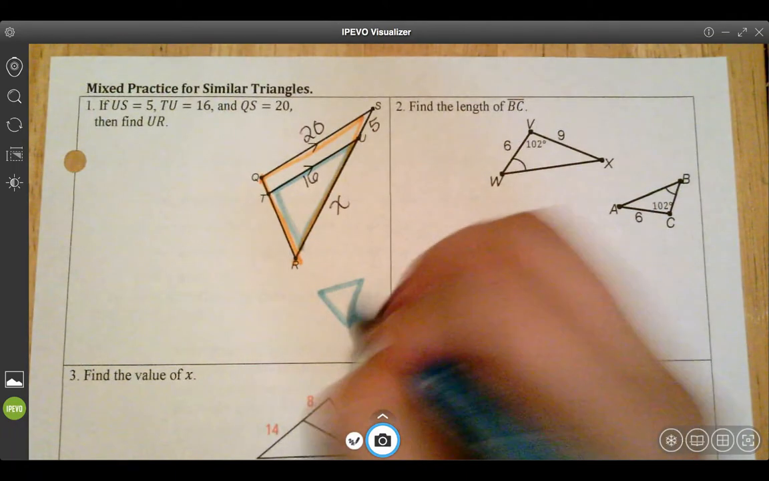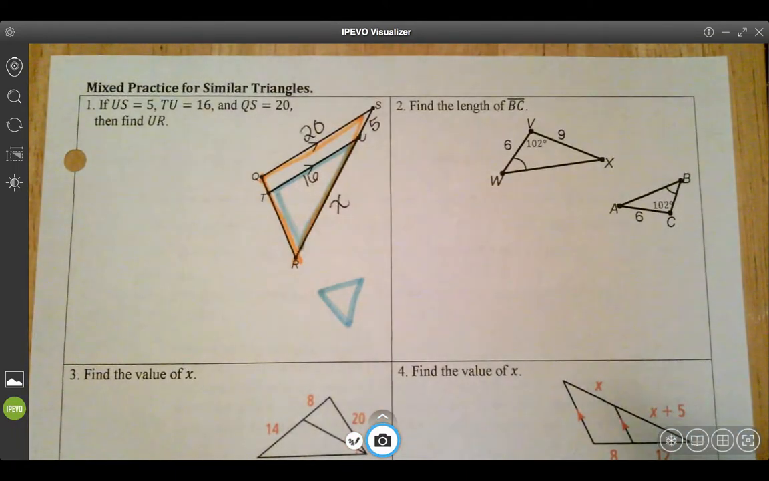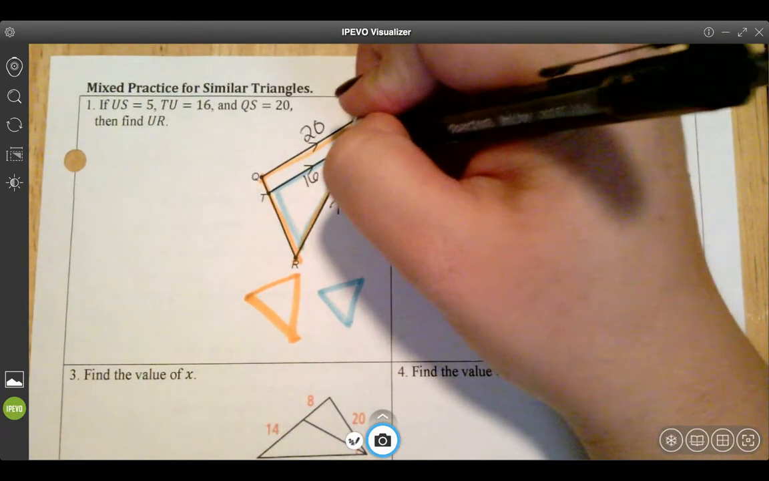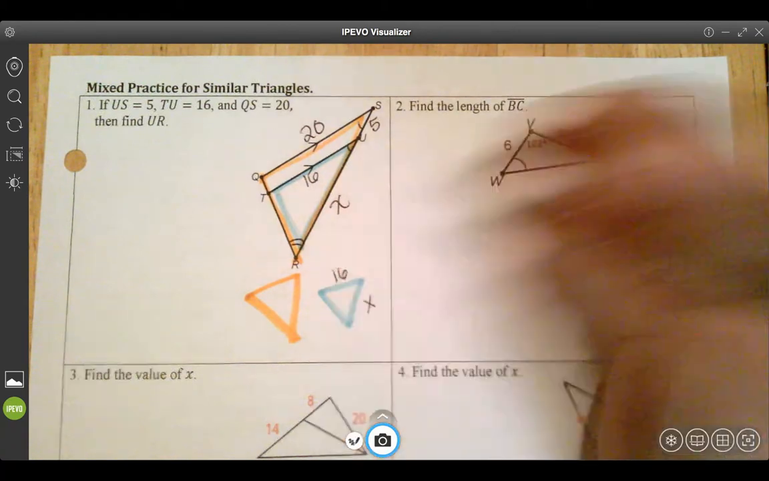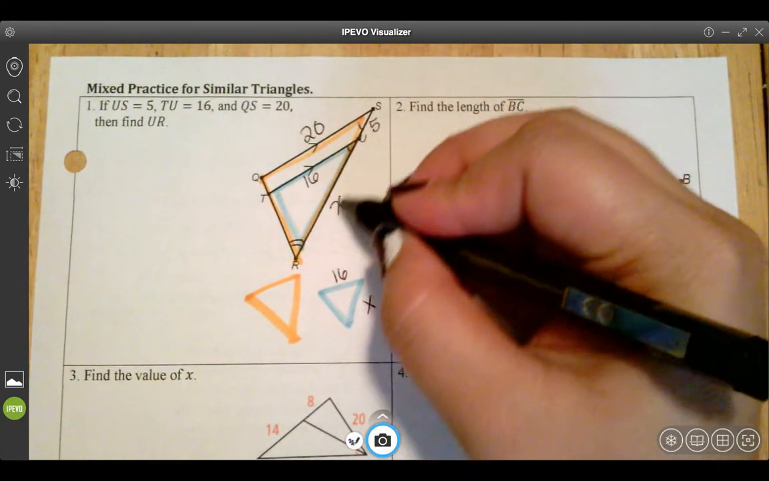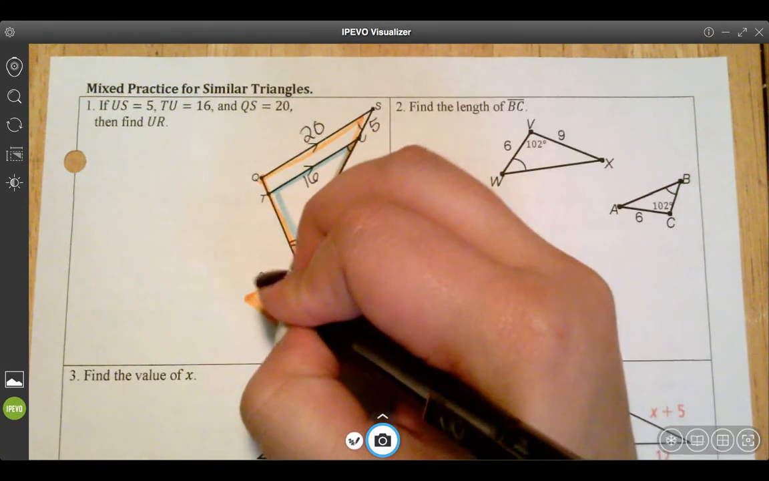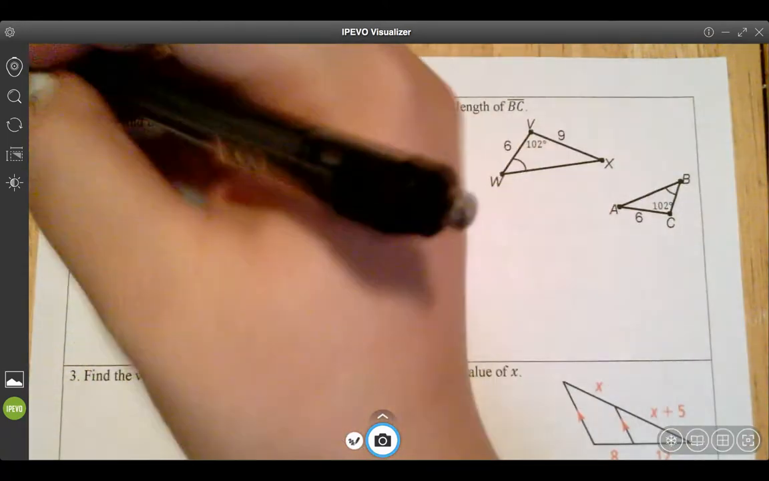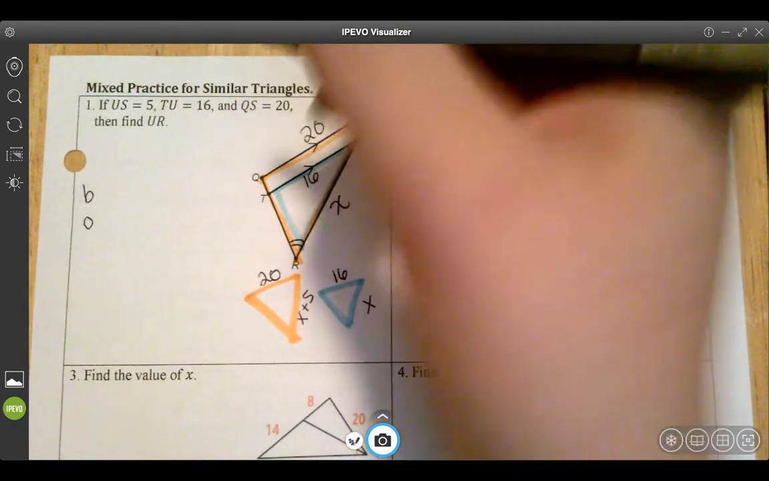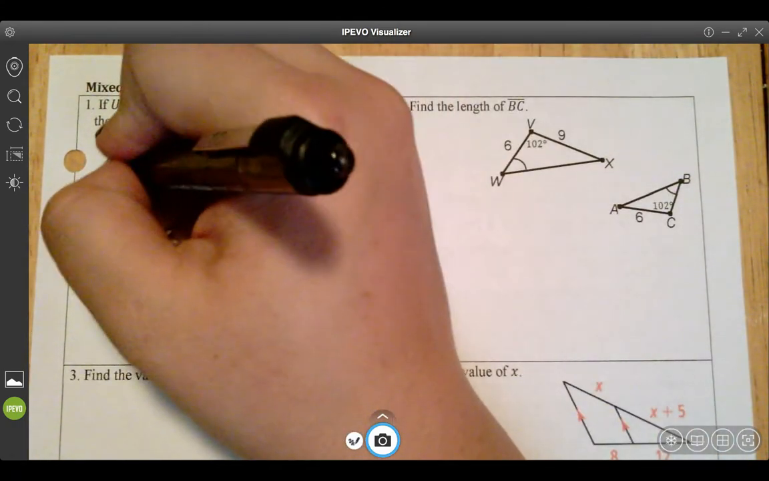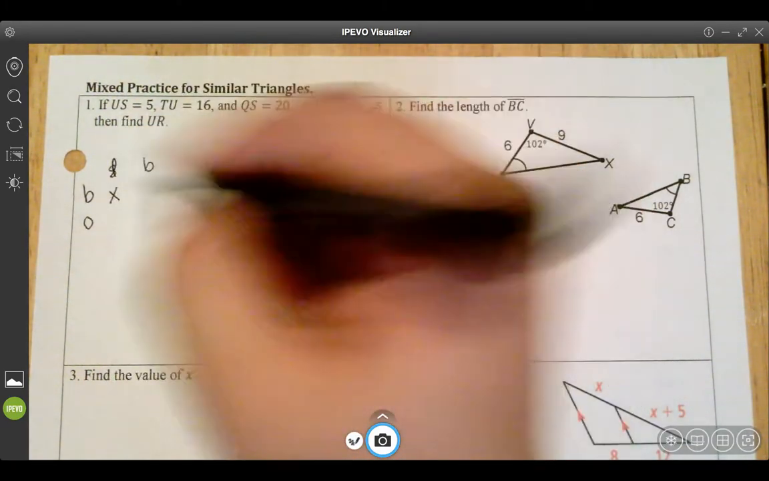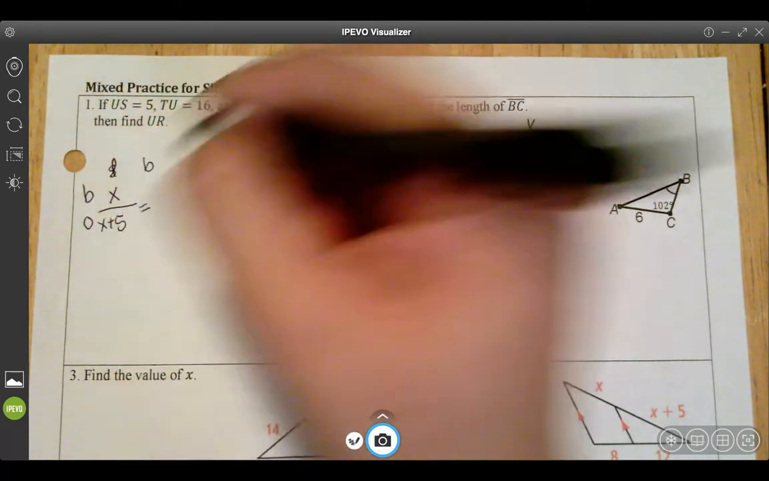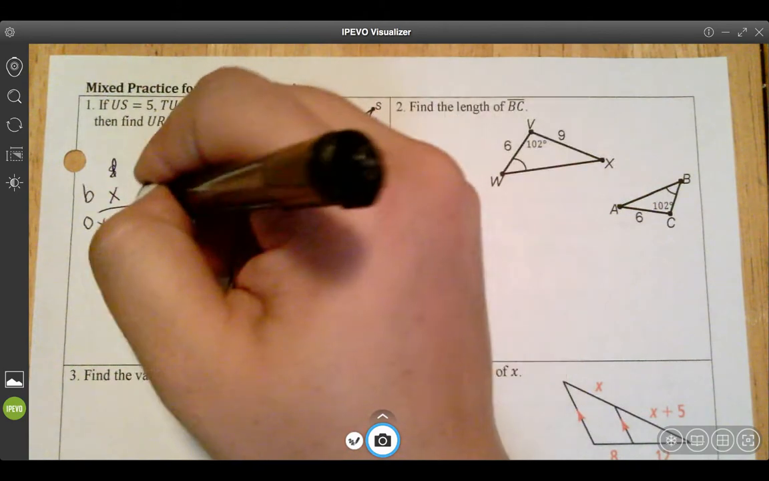And so we end up with similar triangles by angle-angle. Our blue triangle is x and 16. Our orange triangle, the whole length here, is x plus 5 and 20. And so for our proportion, we can do blue over orange, and we'll do side or leg and base. So the blue leg is x, orange leg is x plus 5, blue base is 16, orange base is 20.